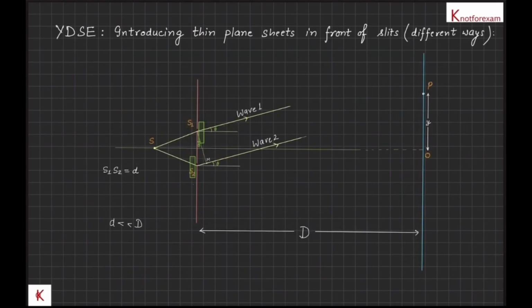Let's take a look at the given YDSE arrangement. A sheet of refractive index mu1 having thickness T1 is placed in front of slit S1 and a sheet of refractive index mu2 having thickness T2 is placed behind the slit S2.